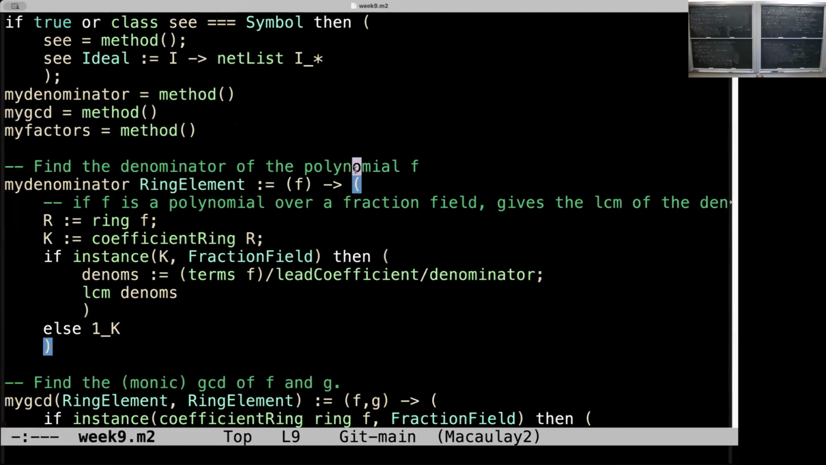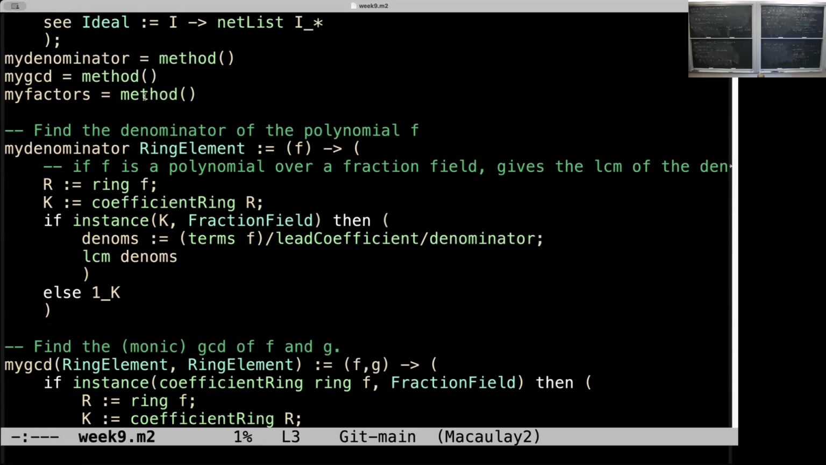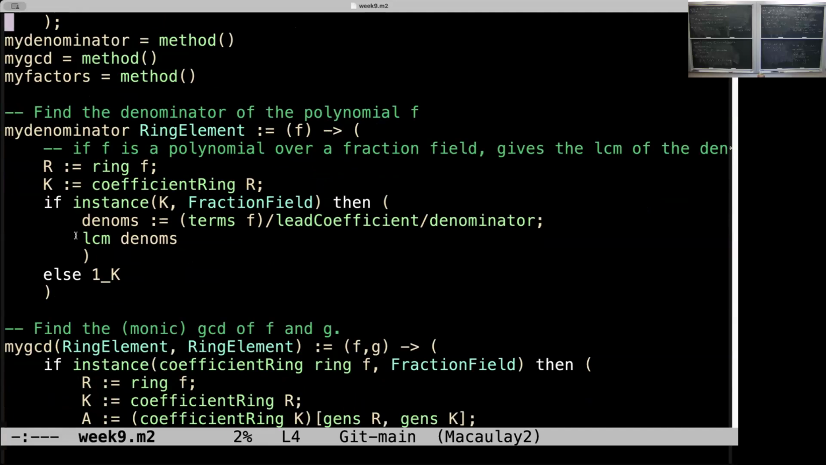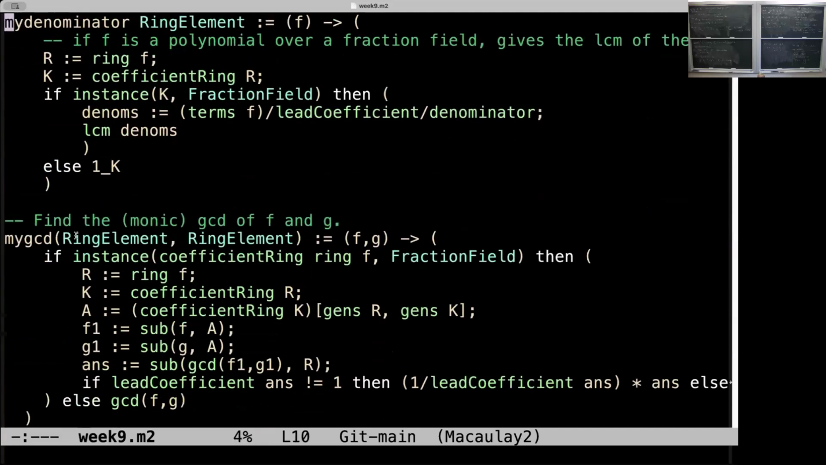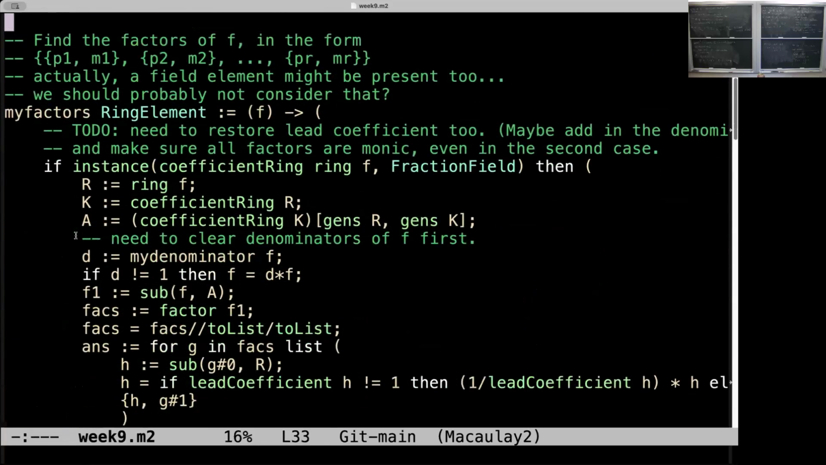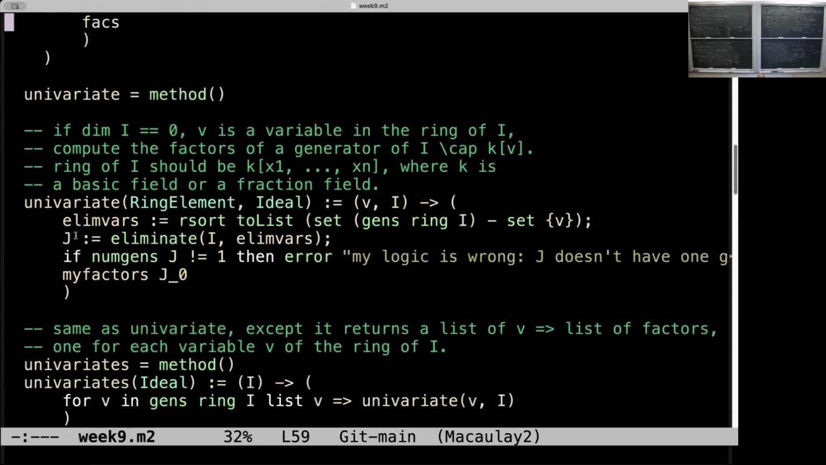Yeah, that's good. Okay, so I have written a handful of things, some of which we don't need. I have this function in my init file for Macaulay 2 called C. It's C of an ideal. It just does netList of I_*, so it can display it out nicely. It doesn't work with the TeX version so much, but at any rate. And then I've written a handful of new functions. These first three, my denominator, my GCD, and my factors, are probably not that important for the moment. But the univariate ones might be.